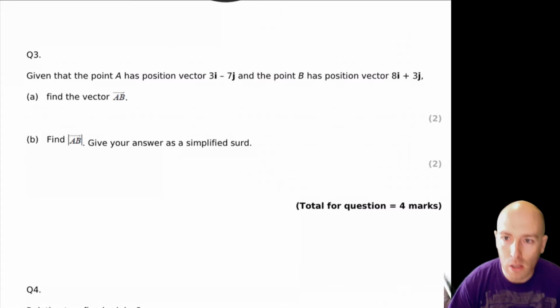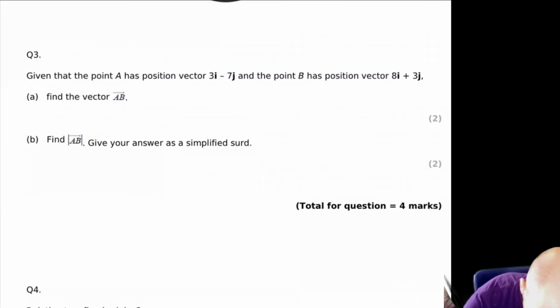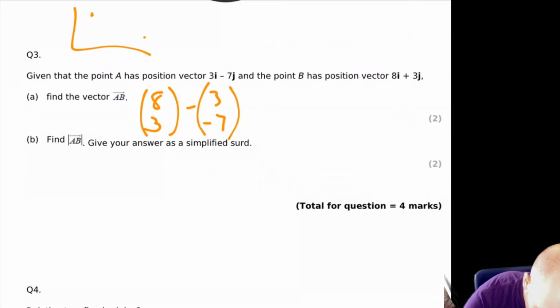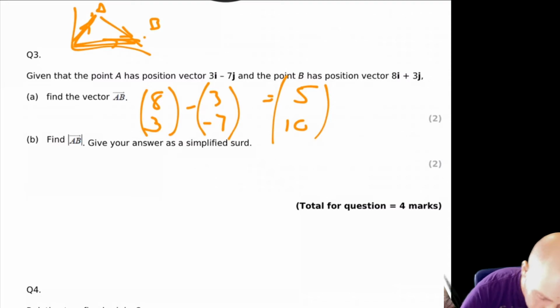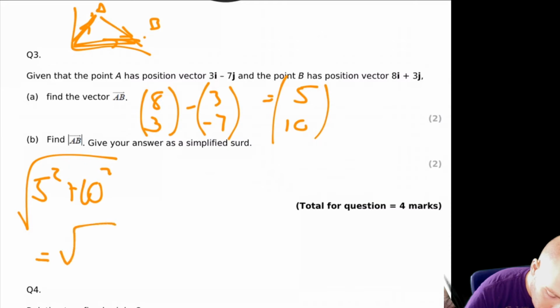Cool. Right. So point A there, point B there. AB is going to be B take A. Okay, sketch it if you want. AB, so minus A plus B, and we're going to get 5, 10 there. Find the modulus of AB: 5 squared plus 10 squared, square rooted, is root 125, which is 5 root 5.